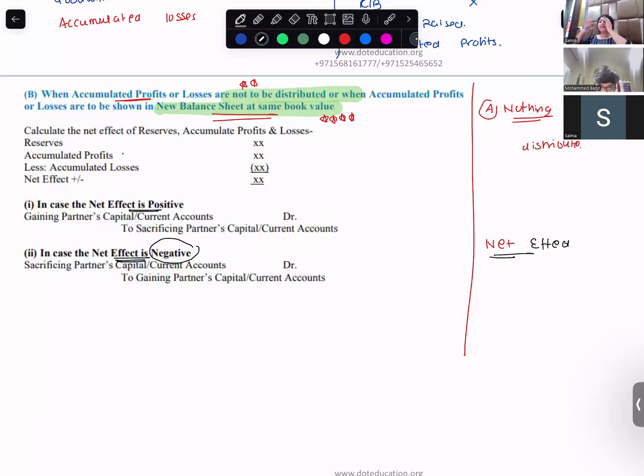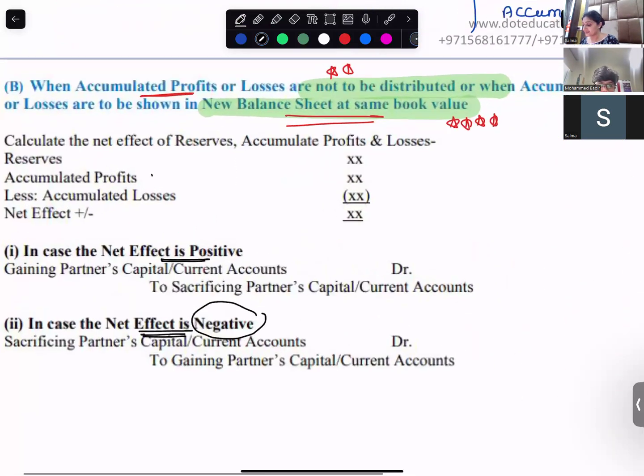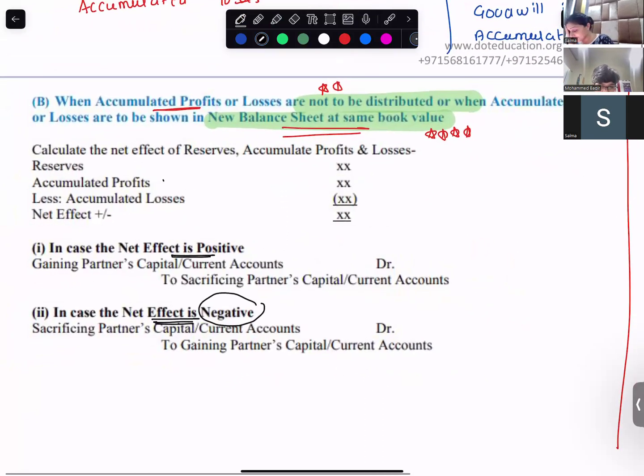When do you pass the net effect? When do you do the net effect? Ma'am, when net effect is positive and negative. But when do you do it? After we add the accumulated profits and subtract the accumulated losses. But when are you going to calculate this net effect?